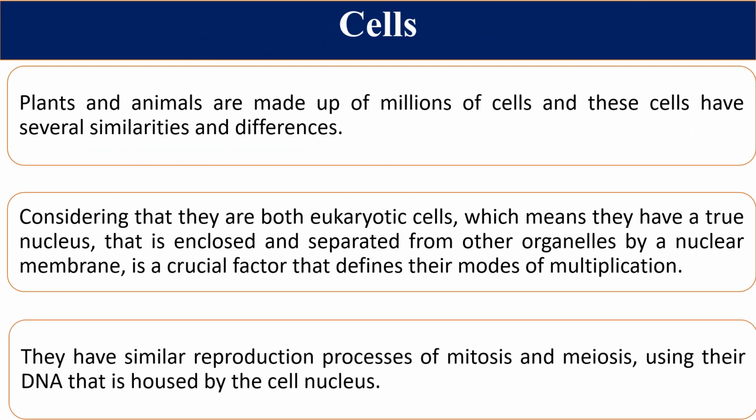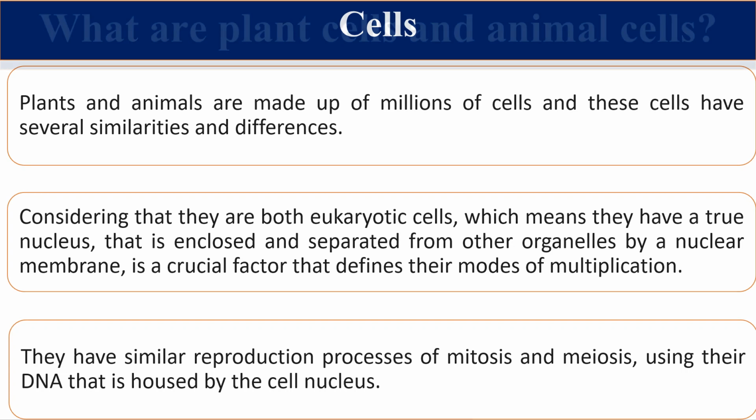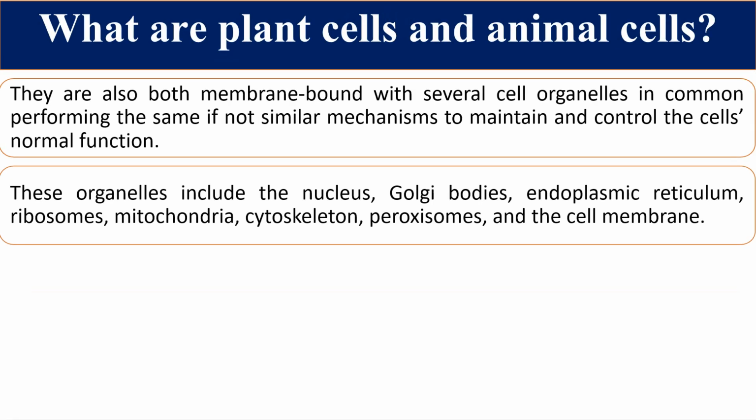They have similar reproductive processes. Normally they multiply through mitosis and meiosis using their DNA that is housed by the cell nucleus. Both also have several membrane-bound cell organelles that are common and perform the same functions, but might be through different mechanisms, to maintain and control the cell's normal function.